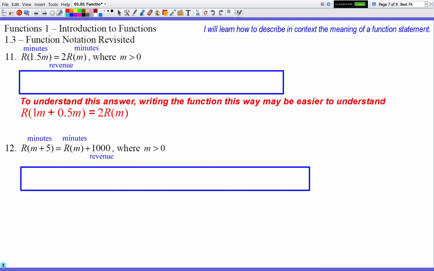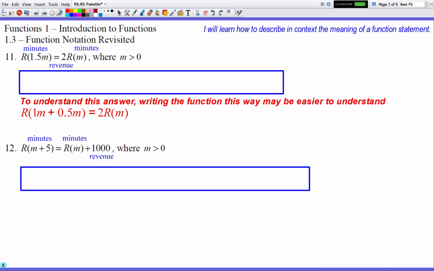A lot of kids, when they do problem 11, just say, I'm going to increase the number of minutes I advertise by 1.5. Technically that's correct, but that's not the deeper level understanding that we want you to have. How do you get to 1.5? Well, you got there because you advertised by 50% more. That's what we want to get to.